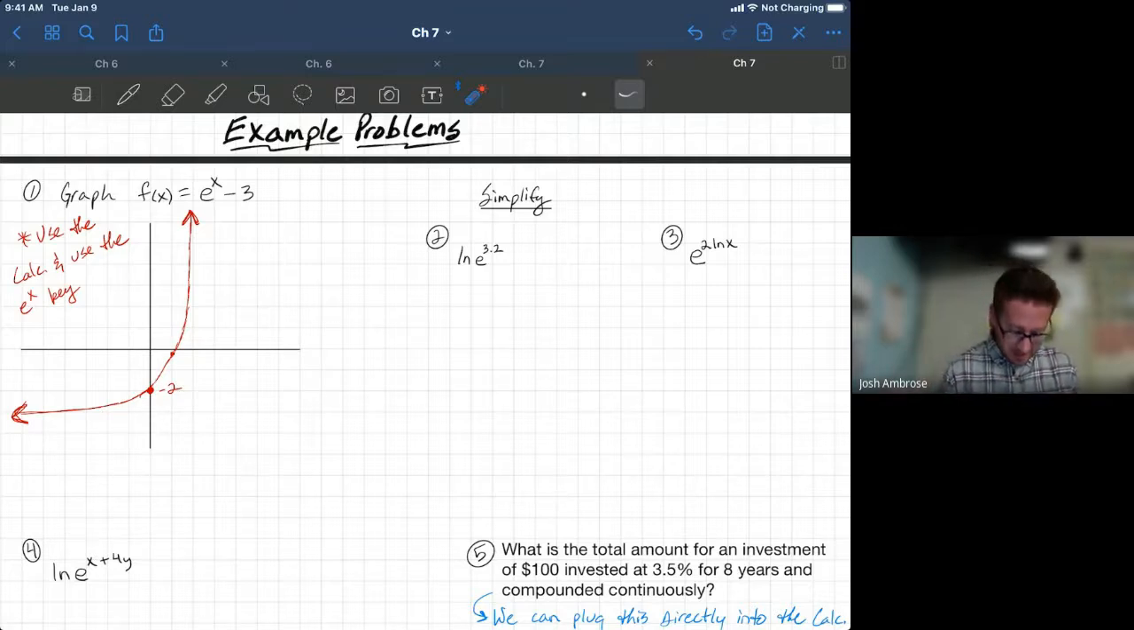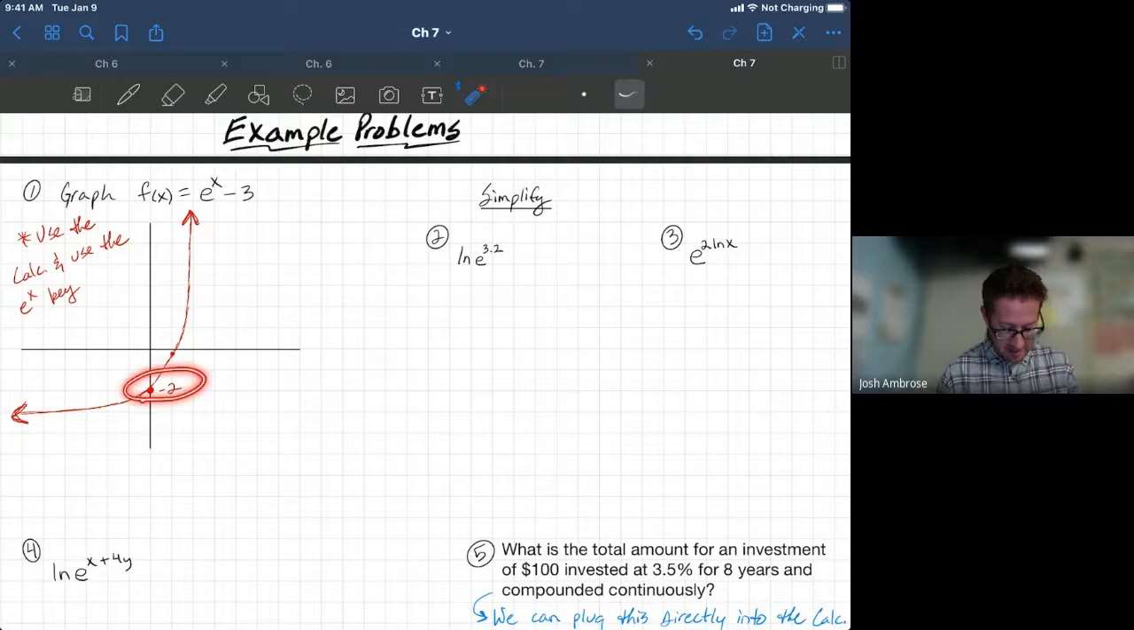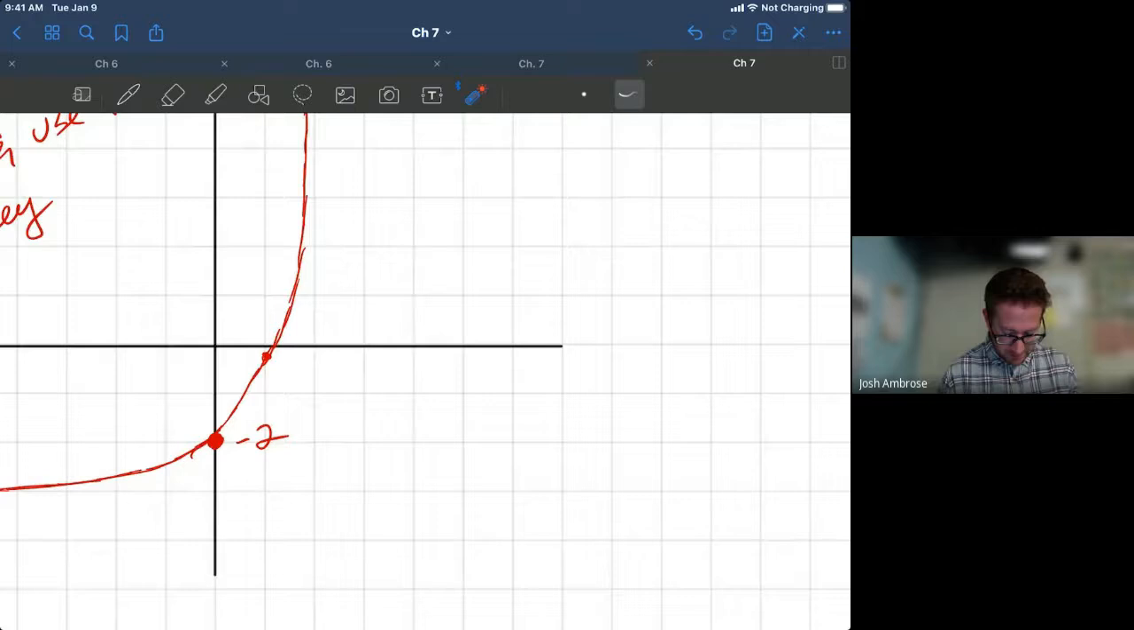This -3 part right here, you don't want inside the parentheses. You want that separate, outside the parentheses, and then hit graph, and you should get a graph just like this right here. It's going to go through the y-axis at -2, and I gave you a little point right here.